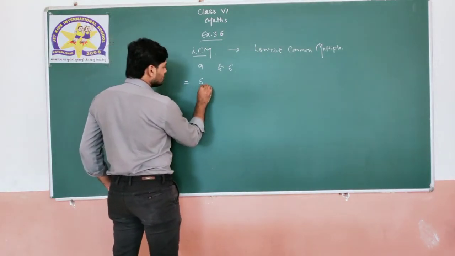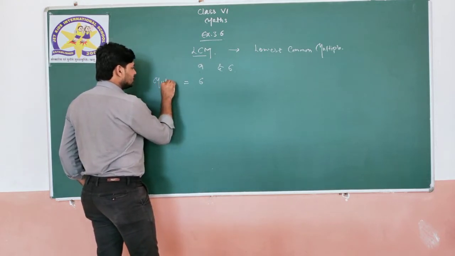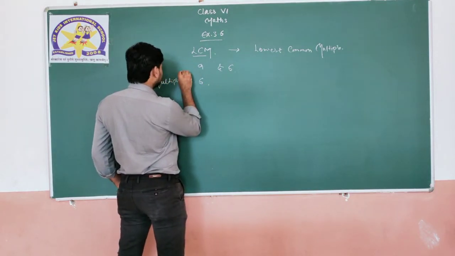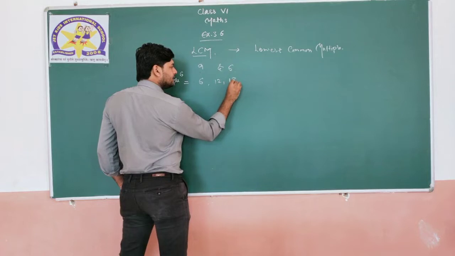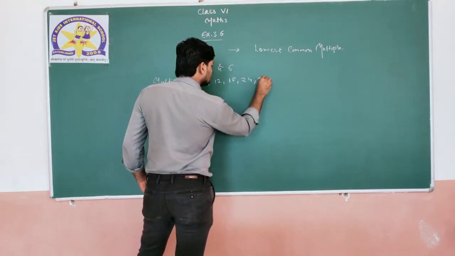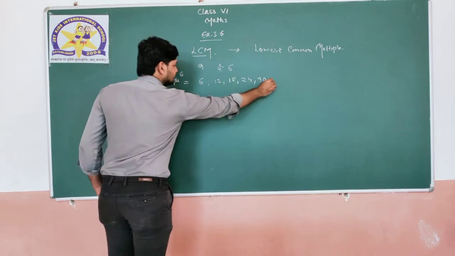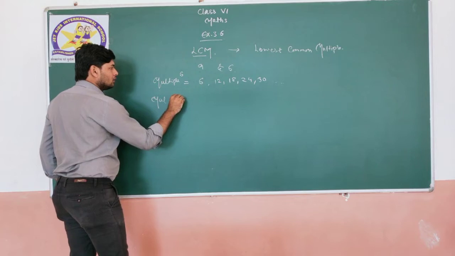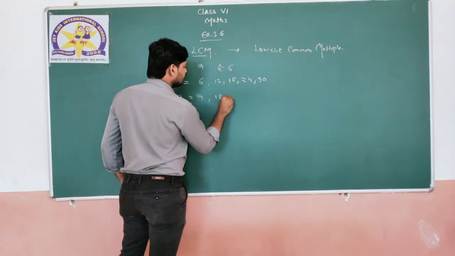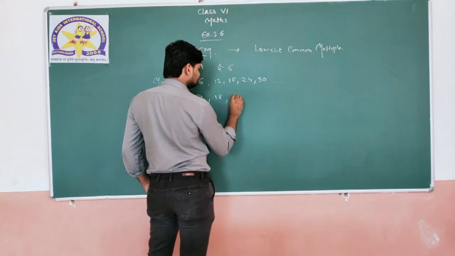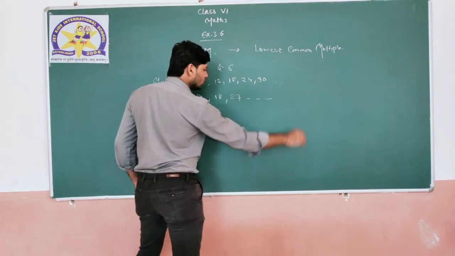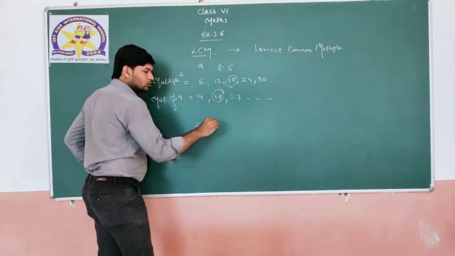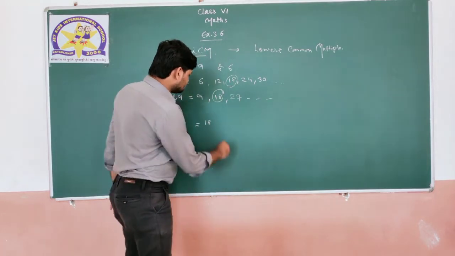So multiples of 6, traditional method. Okay, multiples of 6: 6, 12, 18, clear? And so on. Then multiples of 9: 9, 18, then 27 and so on. Clear? So we got our first common multiple, 18. If we want to find another multiple, it will be 18, 36.